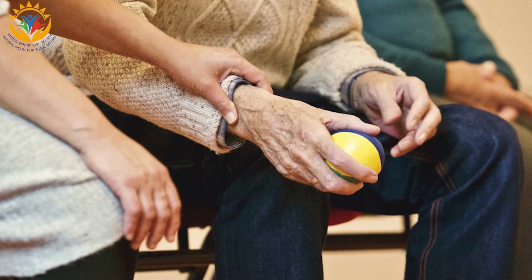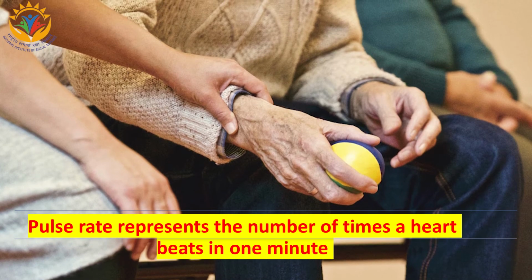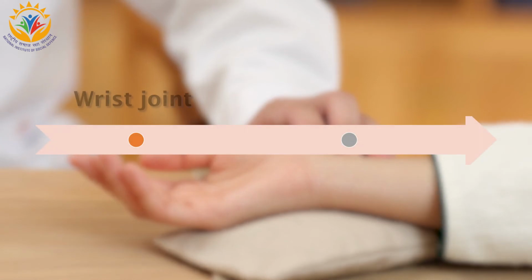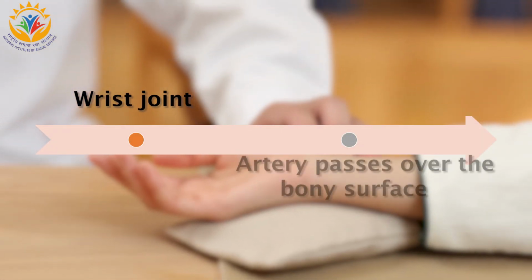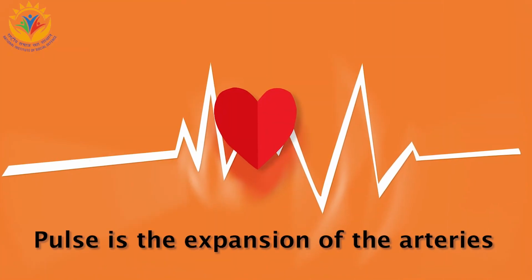Now let us talk about checking pulse. Pulse rate represents the number of times a heart beats in 1 minute. Pulse is felt at the wrist joint, but it can be felt at any point where an artery passes over a bony surface. Pulse is the expansion of the arteries.